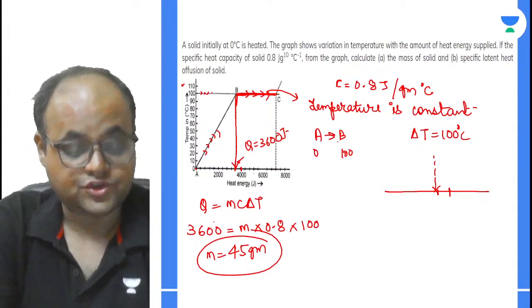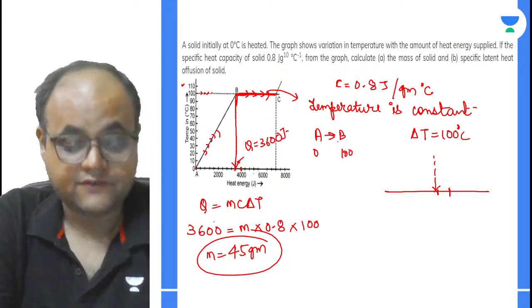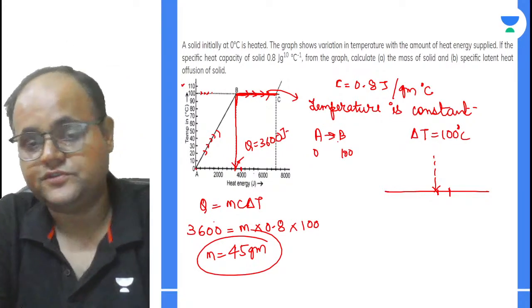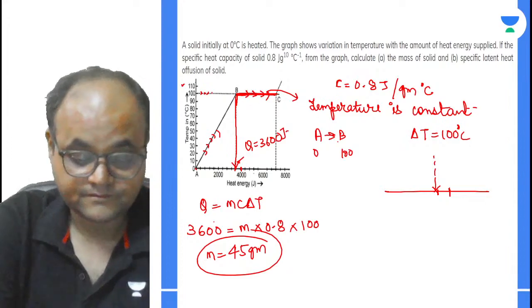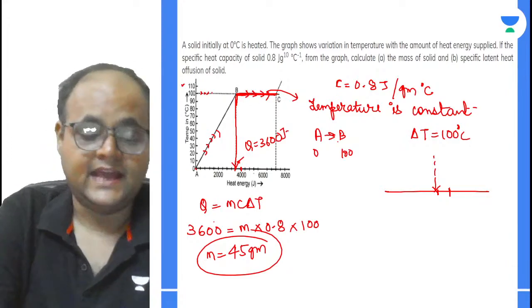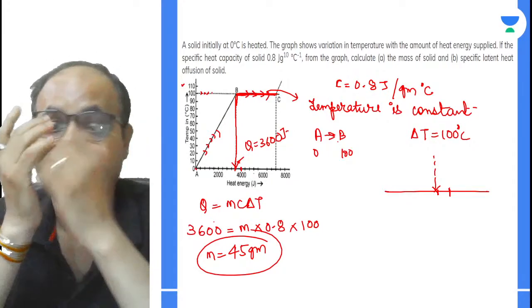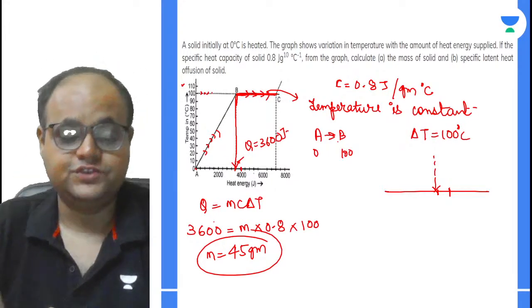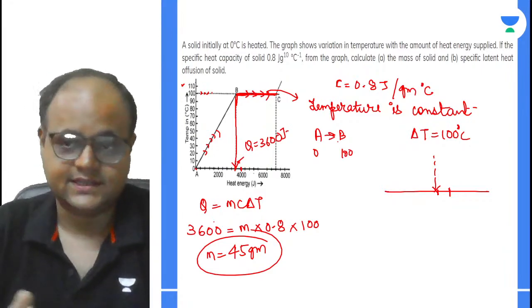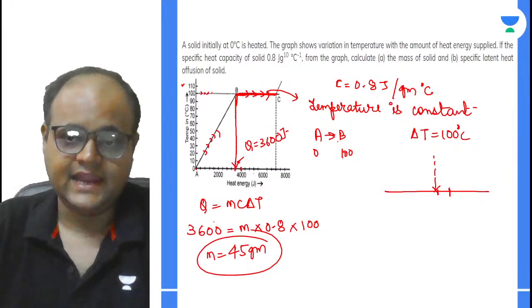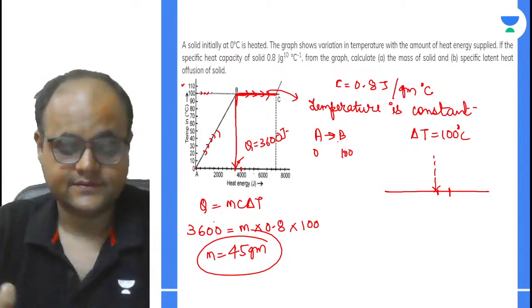The answer was 45. Sure. Sohrab has also given 45 grams. Great. Samarth also 45 grams. Great. Fine. Come on, tell me the answer for the next part quickly. The next part: the specific latent heat of fusion of solid. What will be the answer? Specific latent heat of fusion of solid. Come on.